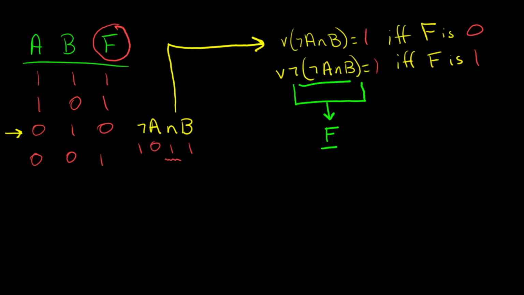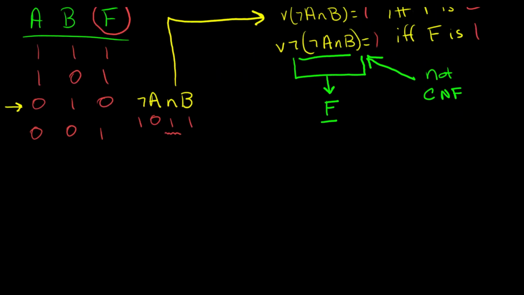But notice one thing, that this particular formula here is not in conjunctive normal form. So with that in mind, let's actually put it in conjunctive normal form. So notice one thing about this formula, not A and B. It's a negated conjunction, so we can use De Morgan's laws on it, and it would give us this particular formula. It would give us not A or not B. So this would be by De Morgan's laws.